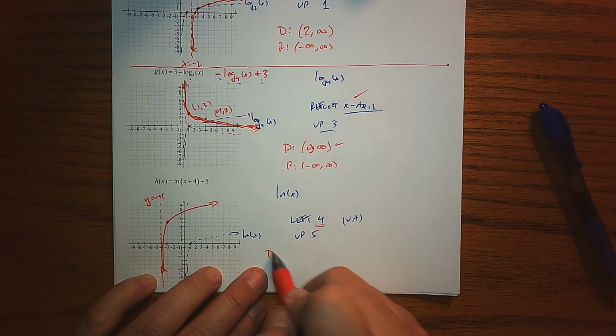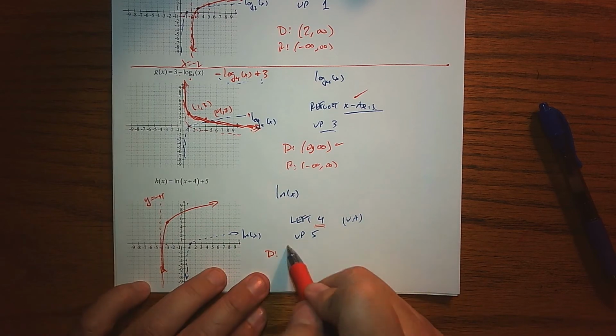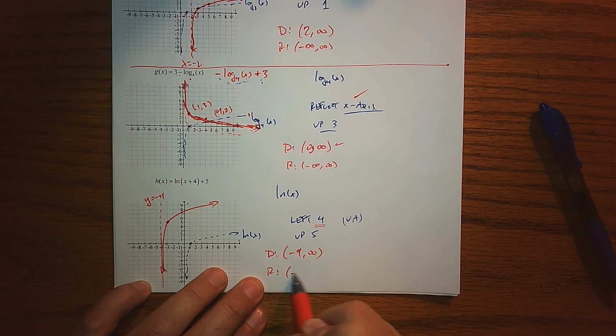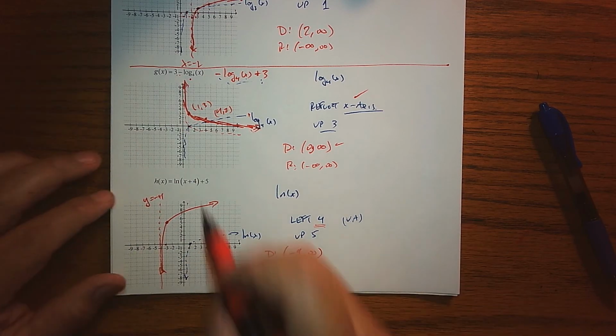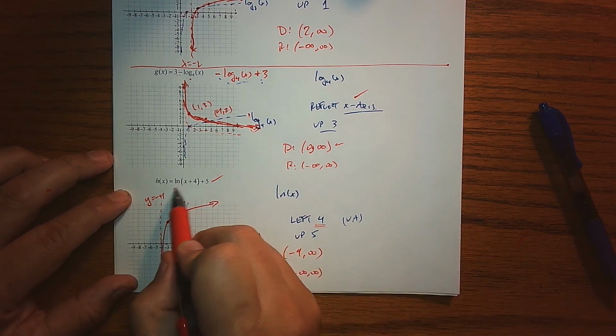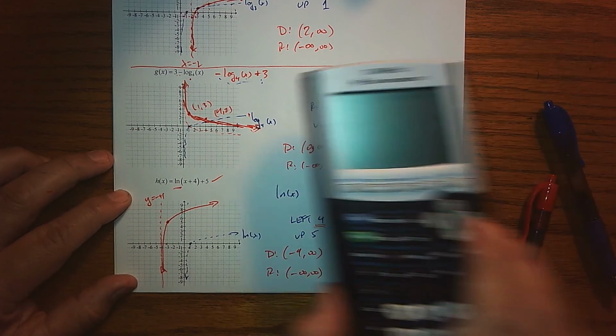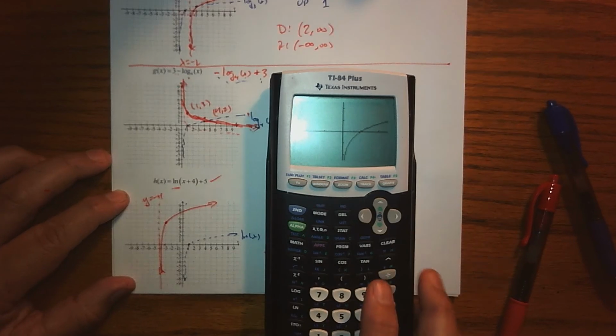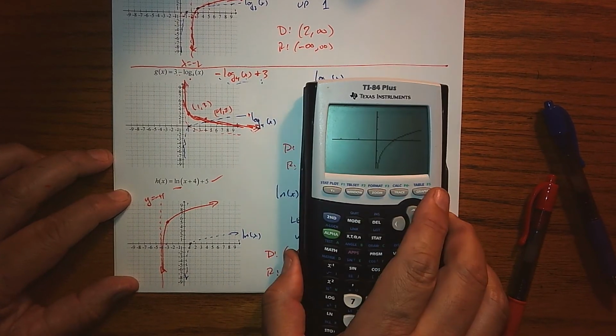In terms of its domain, since the shift, it's defined from negative 4 to infinity, and the range is negative infinity to infinity. All right, so there's the basic shape. Fortunately, the natural log function is on my calculator, so let's verify this, right? Let me turn my calculator on. Let me get that glare out of there.